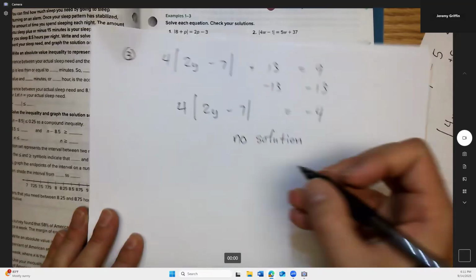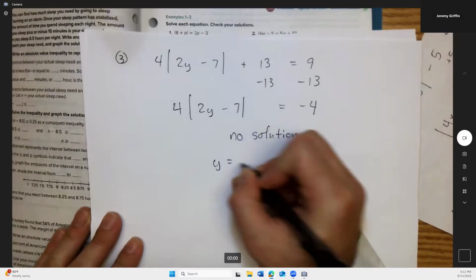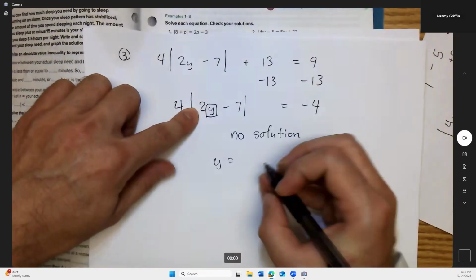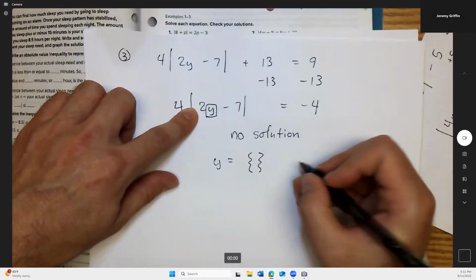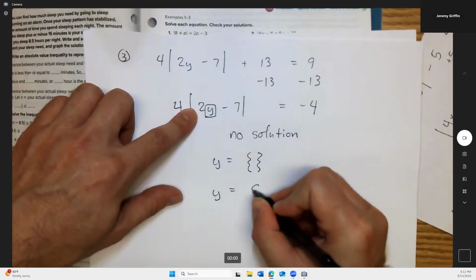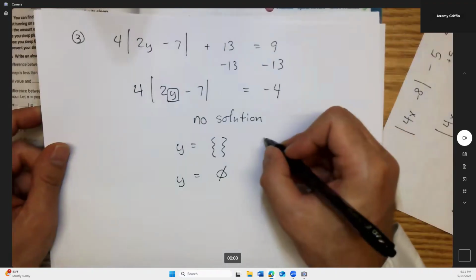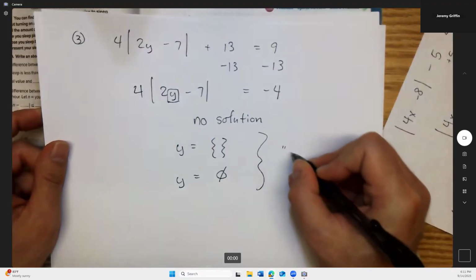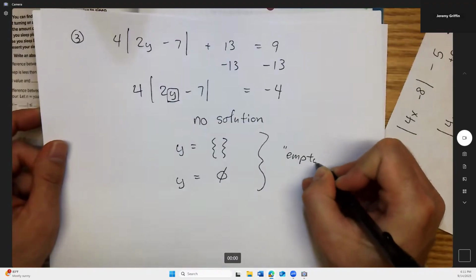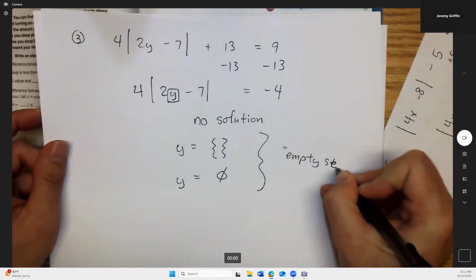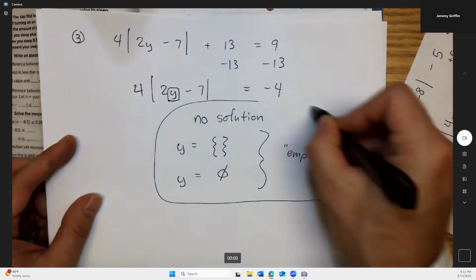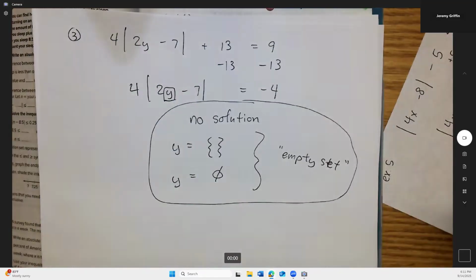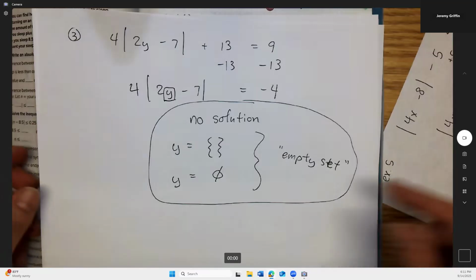You can also say y equals, because we're solving for y, right? You could write it this way, or you could write it this way. Each of these is called the empty set, which is another way of saying that there's no solution. So here are 3 different ways you could write the answer: there's no solution, empty set, empty set. Okay, there you go. So number 3, there's no solution.